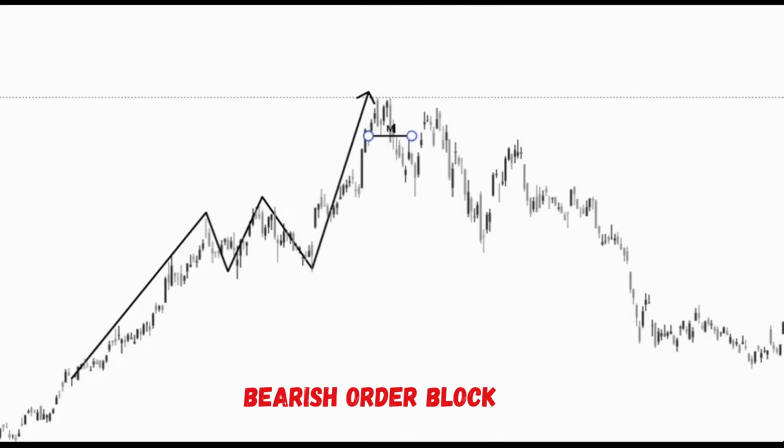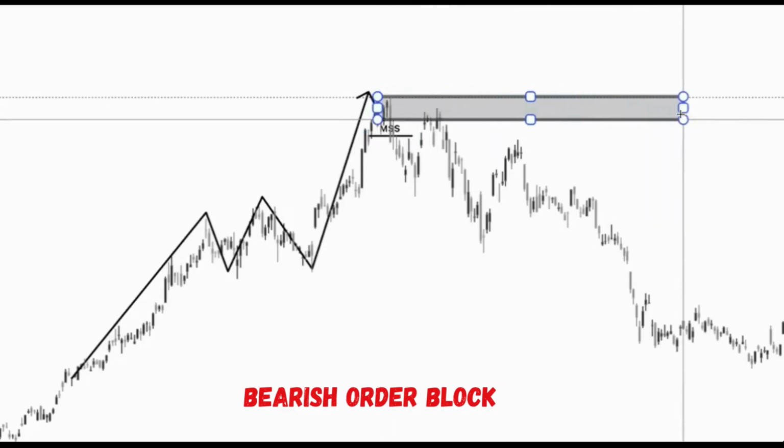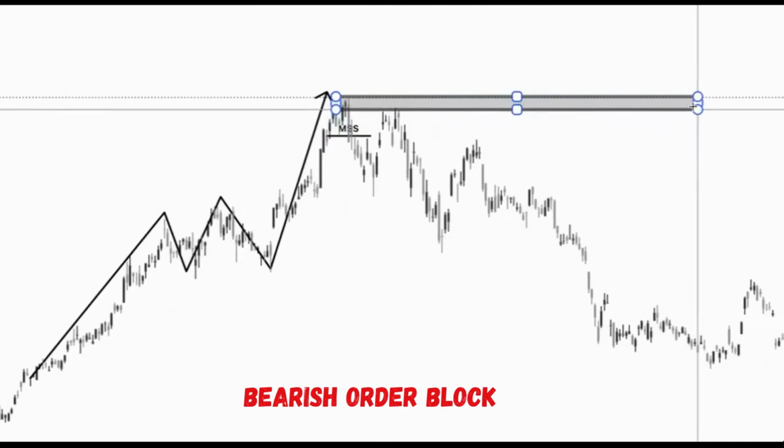The aggressive move also leaves behind a bearish fair value gap. This imbalance adds confidence that the move has strong momentum. At this point, we can mark the final bullish candle as our bearish order block. This area now becomes our point of interest.